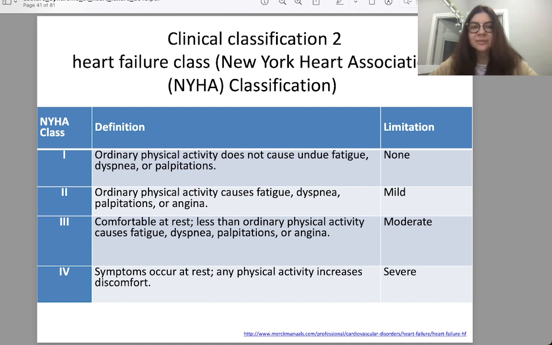Functional class 3, when the patient is comfortable at rest, but less than ordinary physical activity causes fatigue, dyspnea, palpitations or angina. We name it moderate limitation of physical activity. And functional class 4, the last one, is when symptoms occur at rest. Any physical activity can increase discomfort, or we name it severe limitation of physical activity.